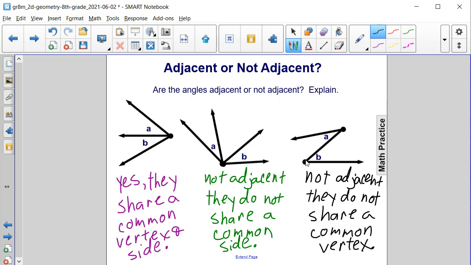Let's say this point right here was point W and this point up here was U. The one side of angle B is WU, whereas for angle A it would be UW. They don't have the same common vertex where the angles come together. That starting point, in other words, is not the same.